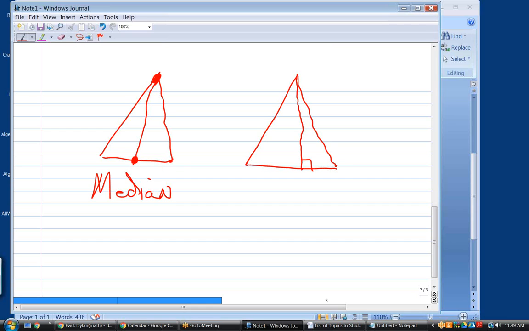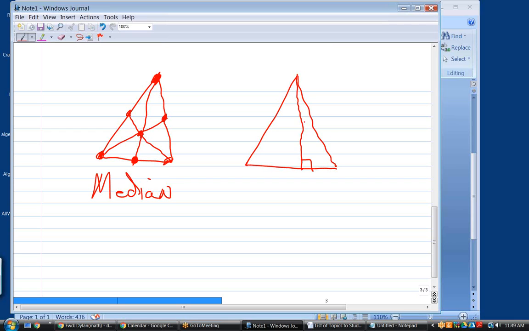In other words, if I want to draw a median from here, I find the middle of the opposite side, I draw a line, that's a median. If I want to draw a median from here, I find the middle of the opposite side, and I draw a line. Turns out that all three of those will intersect at a point in the middle. But think middle when you think median.